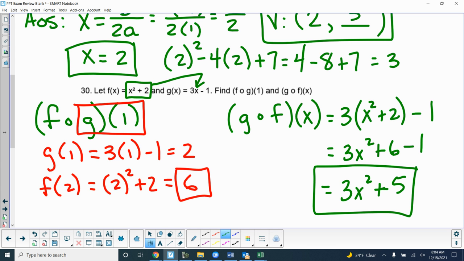Make sure you do both parts tomorrow. I know you'll be ready to be done when you get to number 30. But do both of them. Again, I'm not trying to trick you guys. I haven't tried to trick you all year.